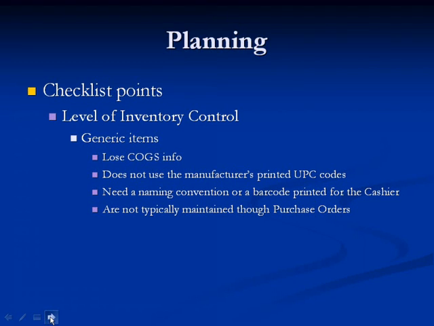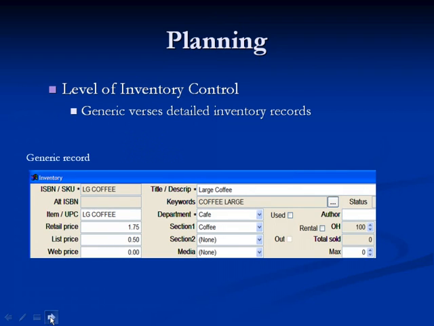So again, you're dealing with that issue of printing out your own barcodes, using the barcode catalog for the cashier, coming up with a naming convention, etc. Know as well that these items are not typically maintained through purchase orders. So even though you may be reordering them, you don't have the information in Anthology to be able to reorder them from your vendor. So what does a generic record look like?